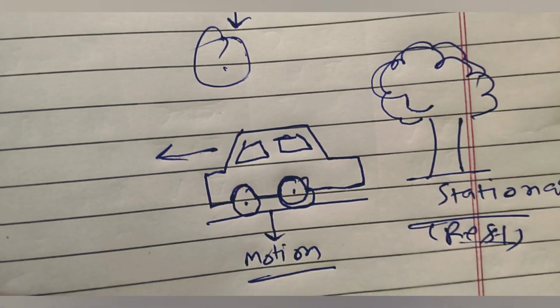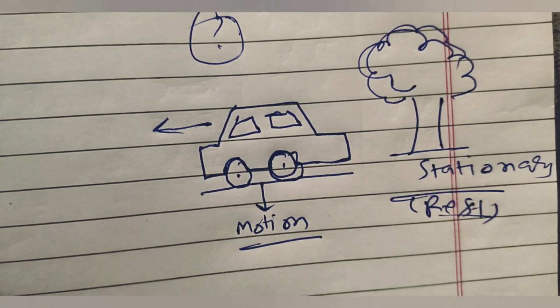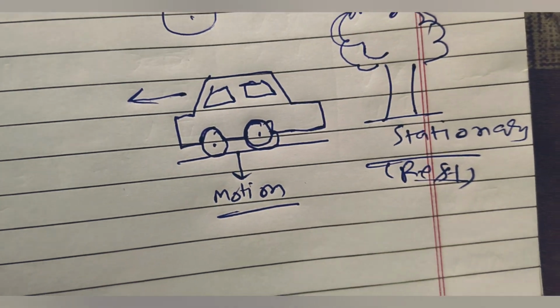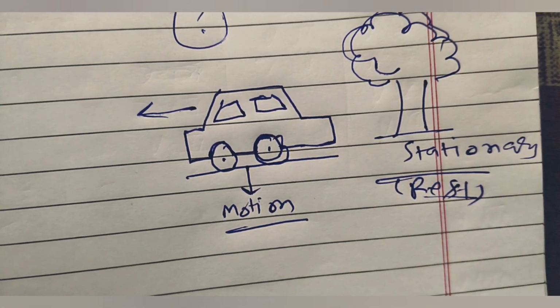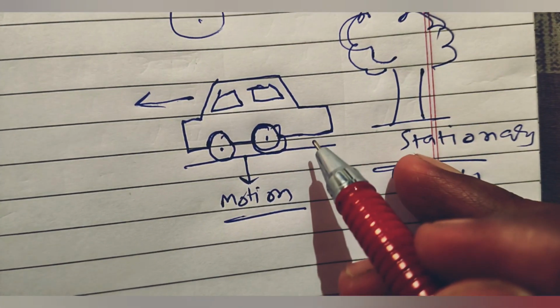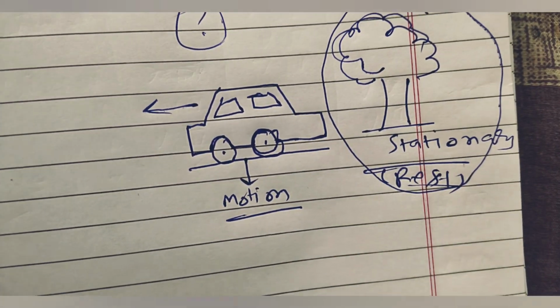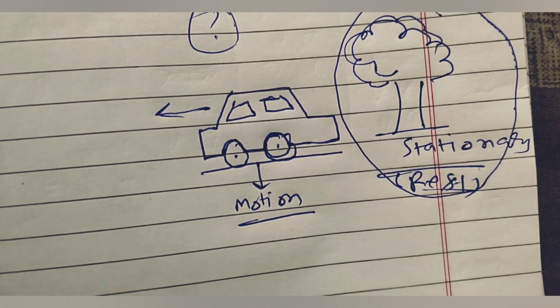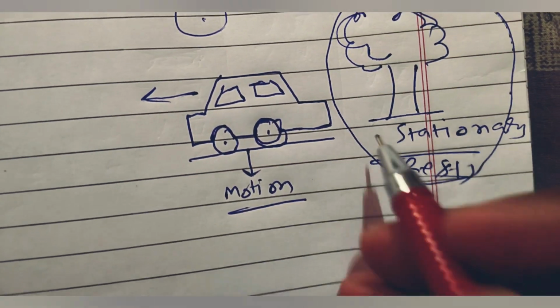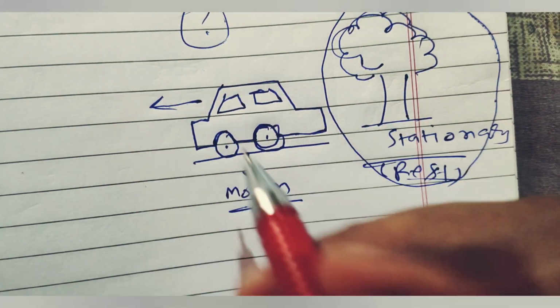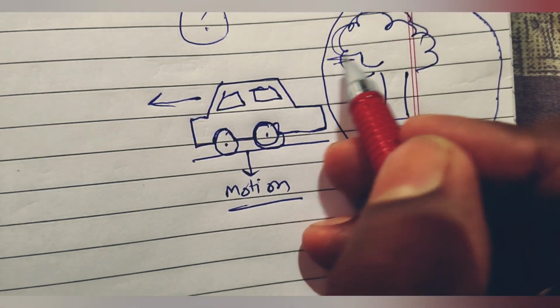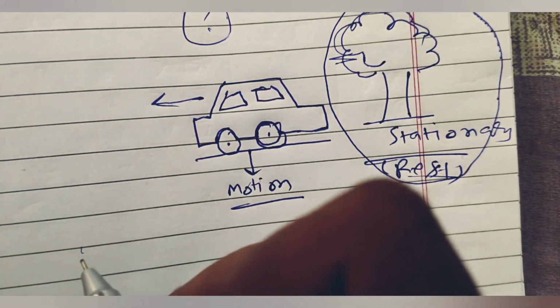That means whenever we discuss anything to be in motion, we need to mention with respect to whom it is in motion. Suppose here the tree is at rest. With respect to the tree, the car is moving. So with respect to the surroundings, the car is in motion.